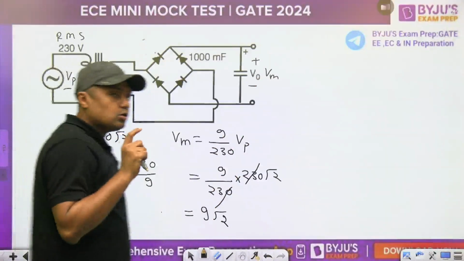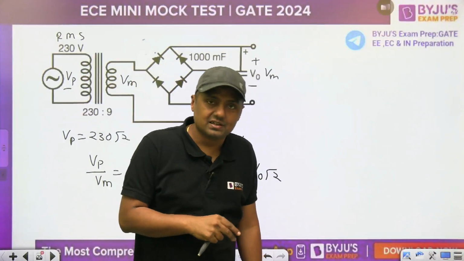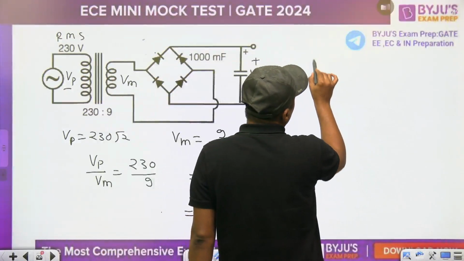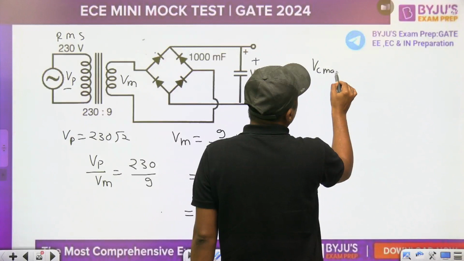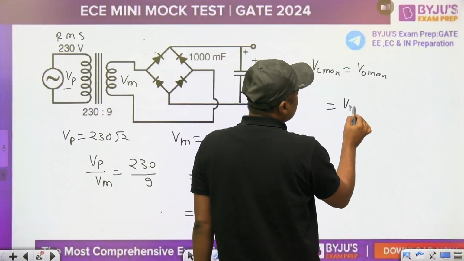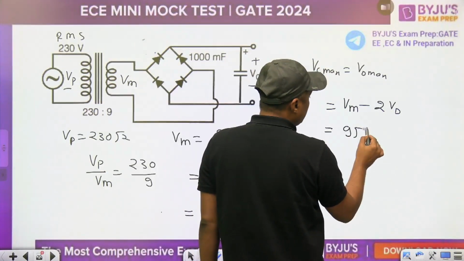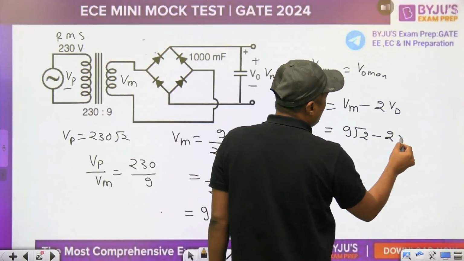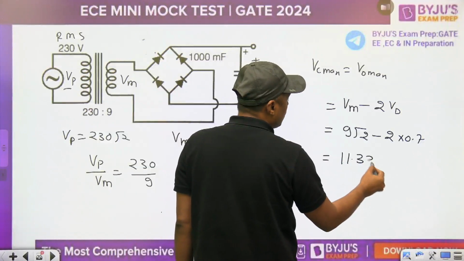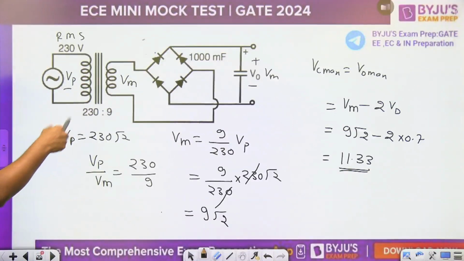But these diodes are practical, and in a bridge rectifier, two diodes conduct in series. Then we have to subtract the drop across the diodes. So what is the maximum voltage across the capacitor? The output voltage is the maximum input voltage on the secondary side minus 2 drops across the diode. It will become 9 root 2 minus 2 into 0.7, that is 1.4, and you will get 11.33 volt, nearly equal to. And if the diodes are ideal, then you will get 9 root 2.